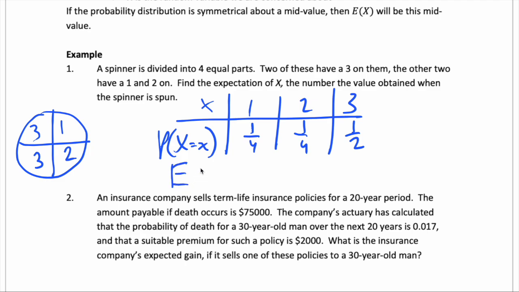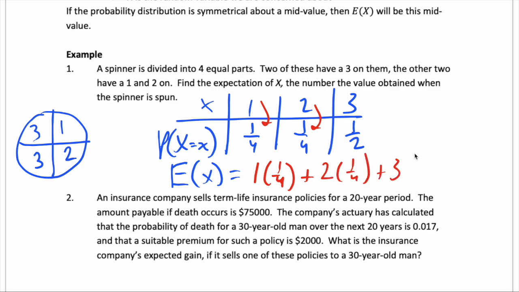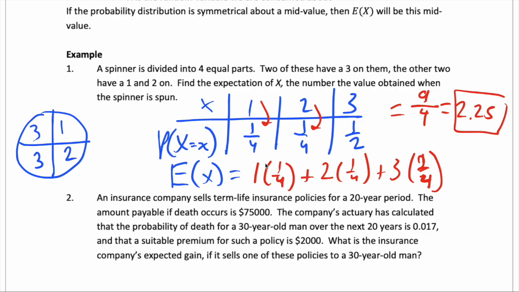So the expected value is, we just multiply them all together. 1 times a quarter plus 2 times a quarter plus 3 times half. Maybe you could have left it as 2 quarters to make it easier for yourself. So they're all at a quarter now, and we get 1 plus 2 plus 6 is 9, 9 over 4, which equals 2.25. So the average spin is 2.25.